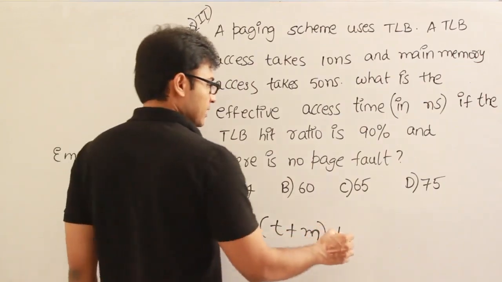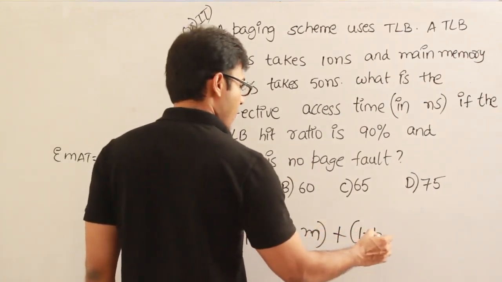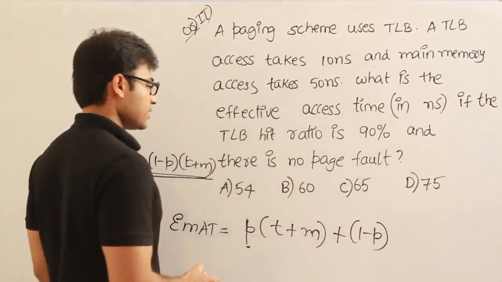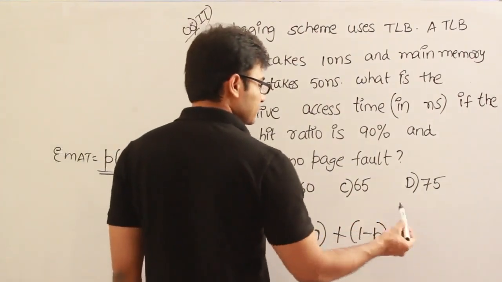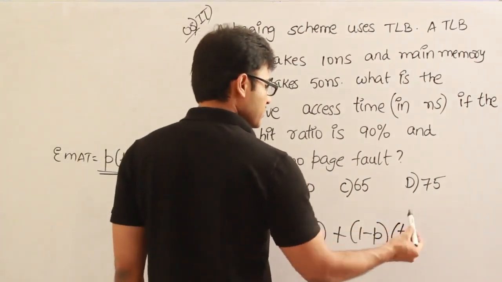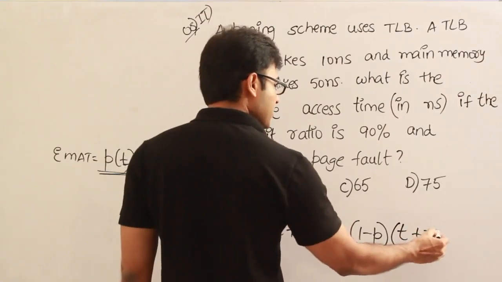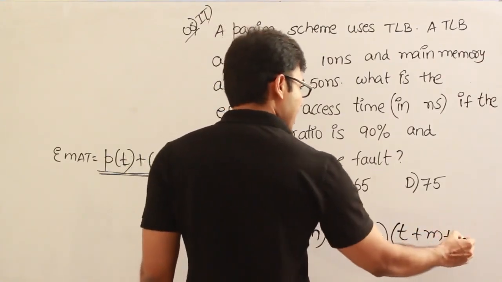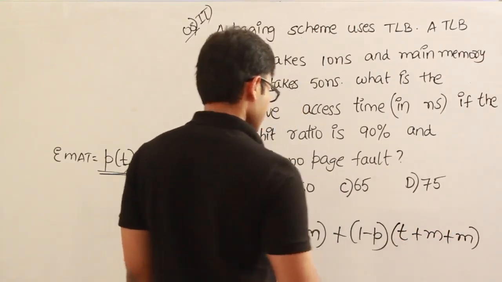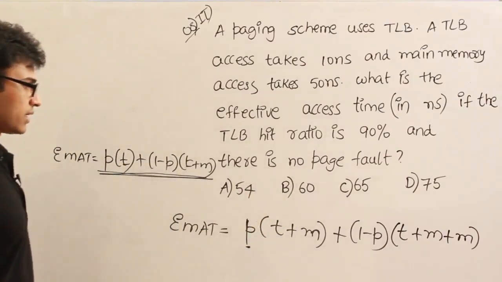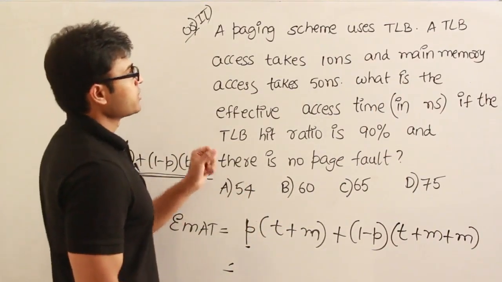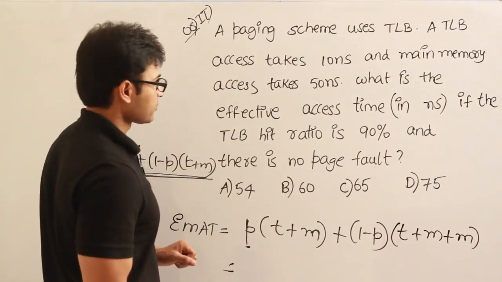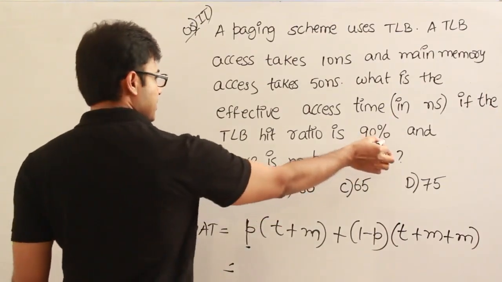Plus, this is if it is present in the TLB. In case it is not present, then what happens? You have to find out that it is not present, and then you have to go to the main memory and get the page table entry, and then you have to go to the main memory and get the process entry, right? So this is the entire formula. We have already seen it, right? And now what is P? Yeah, the hit rate. P is the hit rate, right?